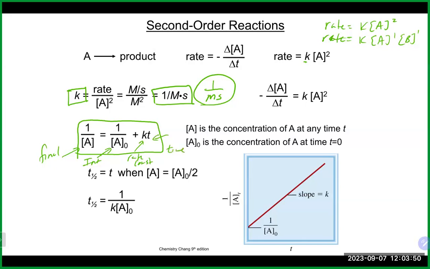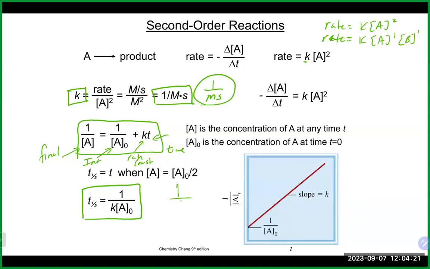Now, also different is the half-life equation for a second order reaction, and it is this one right here. The half-life is equal to 1 over the rate constant times the initial concentration. So the half-life is dependent on the initial concentration of your substance, your reactant. And again, that's different than first order, which is independent of the concentration. There's no concentration value.